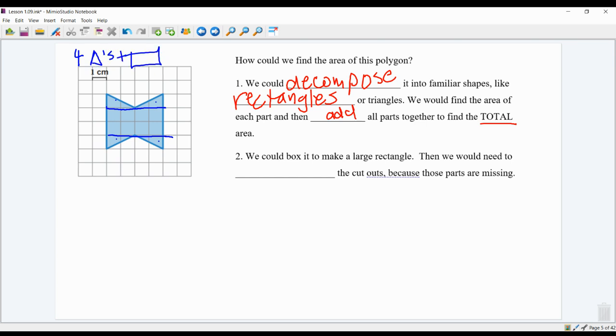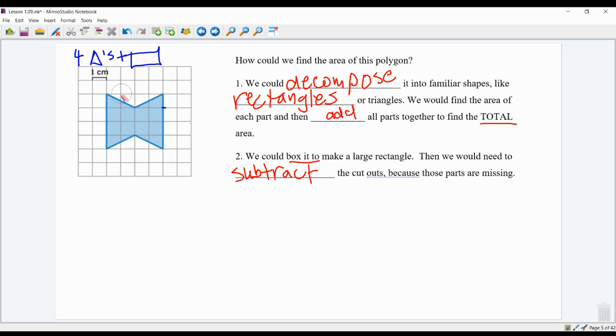That is my least favorite option for this shape. Let's look at what the other choice would be. We could box it to make a large rectangle. Then we would need to subtract the cutouts. So this one lends itself to the box method.